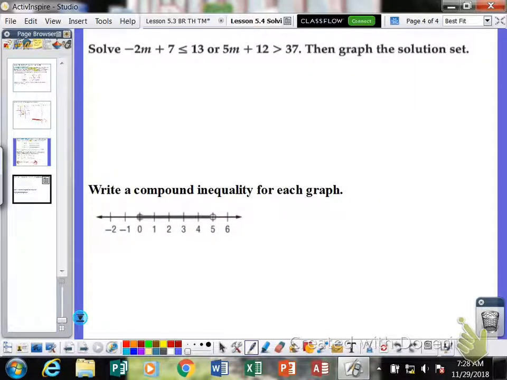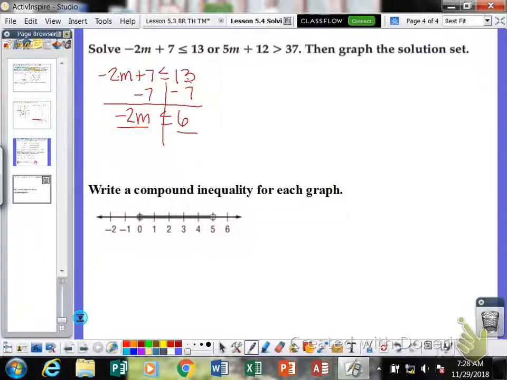All right, solve this. Then graph the solution set. We have an or, so basically you're solving two inequalities. So -2m plus 7 is less than or equal to 13. Draw your line down if you so choose. Subtract 7 from both sides, because we have to get rid of that 7 first. Then bring down the -2m, because I didn't do anything with it yet. It is less than or equal to 13 minus 7, which is 6. Divide both sides by -2.